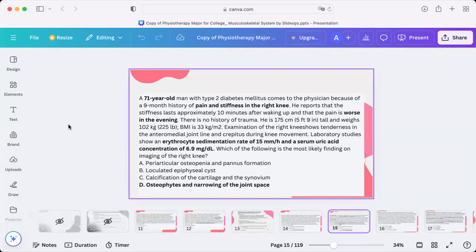This patient has osteoarthritis. And the hallmark finding of osteoarthritis is going to be osteophytes and narrowing of the joint space. Literally, guys, memorize that like that's your name, because they're going to keep asking you this in third year, fourth year, and fifth year. So take it with you, memorize it like it's your name.